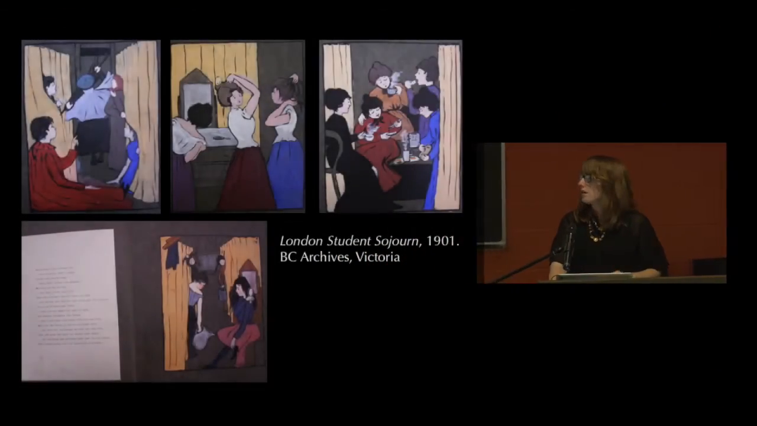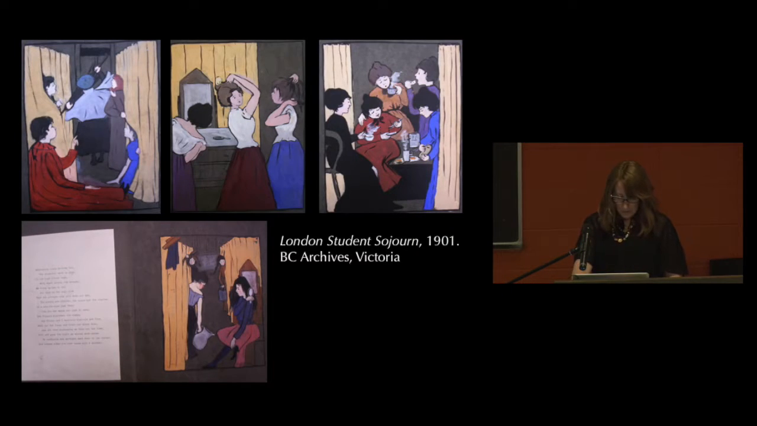So these books include, and I just want to take some time to show you them because most of these have never been published. These include London Student Sojourn, which is a relatively large bound set of 21 watercolors, each of them accompanied by a short poem that has been pasted in beside it. This book provides an account of Carr's stay in a crowded London boarding house.